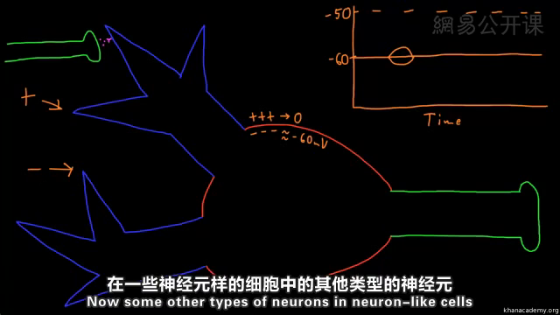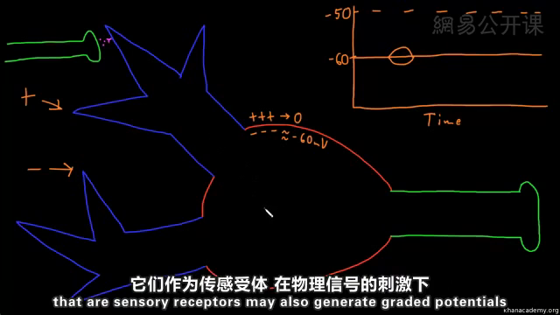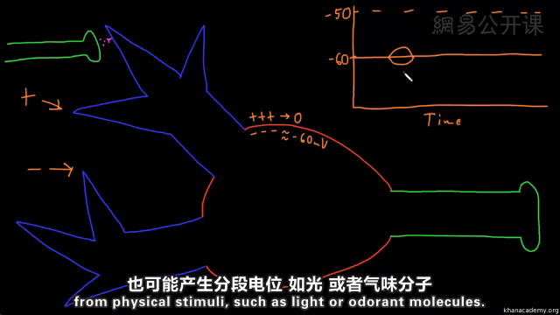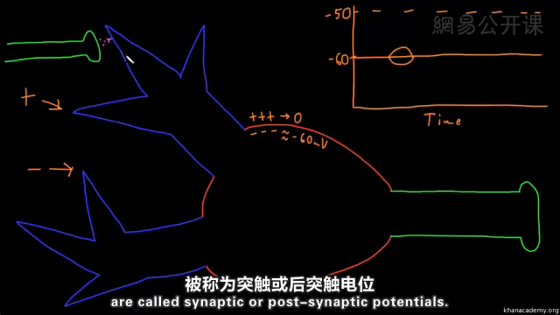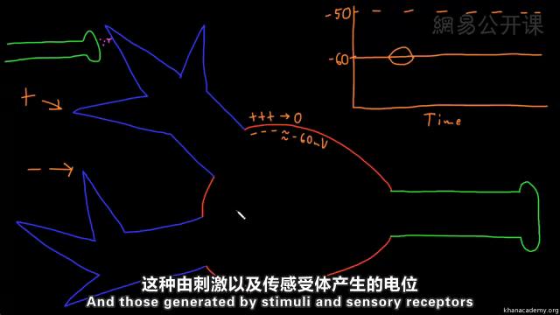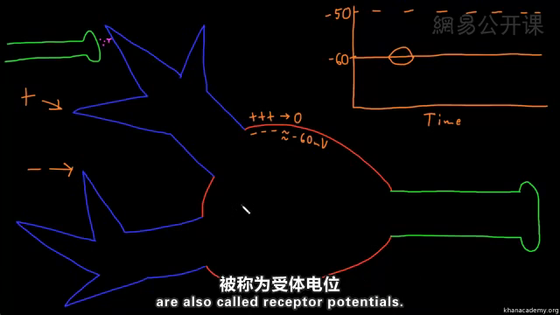Now, some other types of neurons and neuron-like cells that are sensory receptors may also generate graded potentials from physical stimuli, such as light or odorant molecules. Graded potentials produced from a synapse are called synaptic or postsynaptic potentials. And those generated by stimuli and sensory receptors are also called receptor potentials.